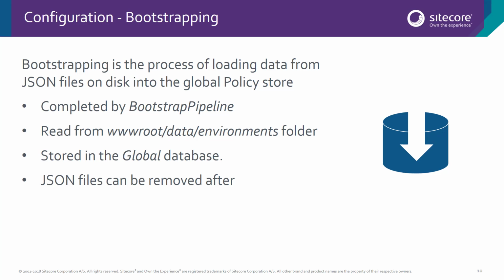The final configuration piece we're going to talk about is bootstrapping. Bootstrapping is the process of reading the policy and environment data from JSON files on disk and pushing them into the global policy store for the other engine instances to be able to access. This is completed by the Bootstrap pipeline, which loads the environment configurations from the environments folder into the global database. After bootstrapping, those environment JSON files no longer need to be present, as for all following calls, the environment configuration is retrieved directly from the database.